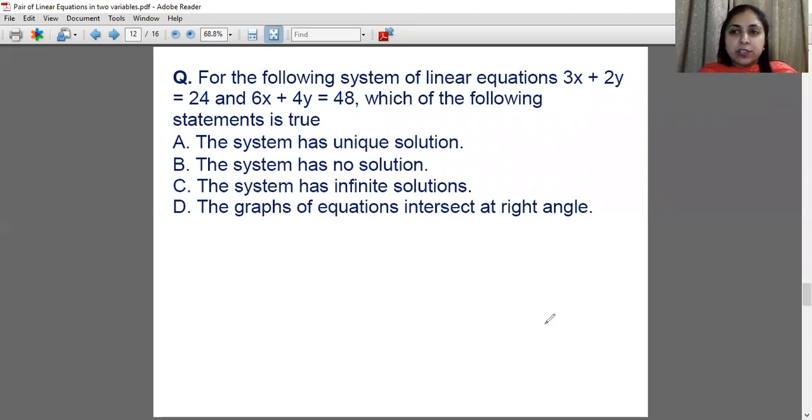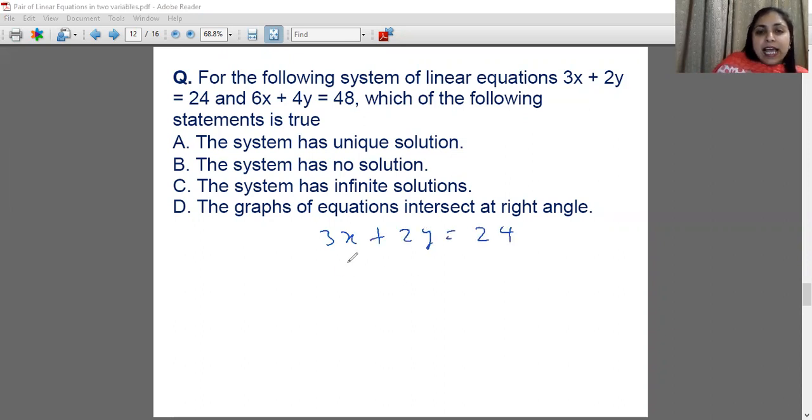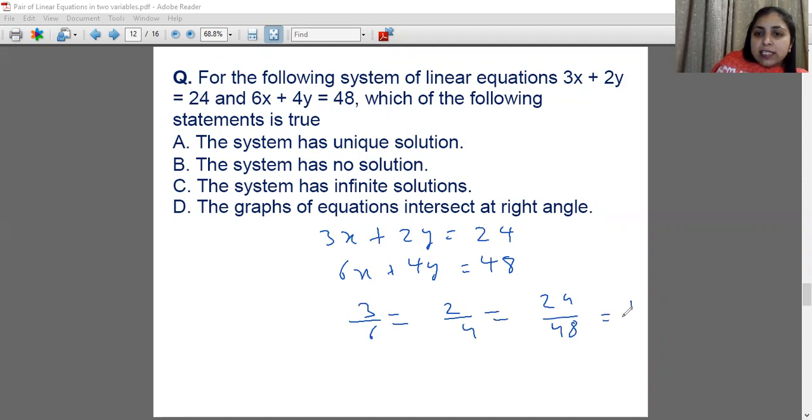Another very interesting question. For the following system of linear equations, which of the following statements is true? So here my system is 3x plus 2y is 24 and 6x plus 4y is 48. In options, I have unique solution, no solution, infinite solution, graph represents right angle. So let us see a1 upon a2, b1 upon b2, and c1 upon c2. You can easily see all these values are equal to 1 by 2. So system has infinitely many solutions, right?